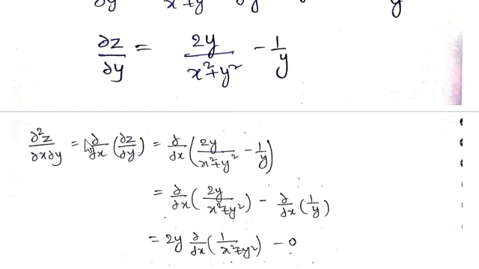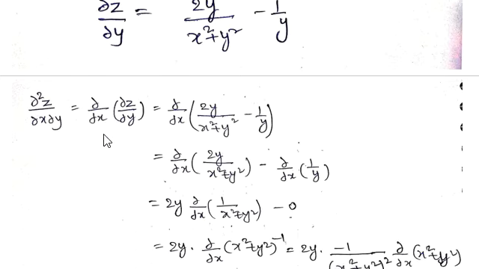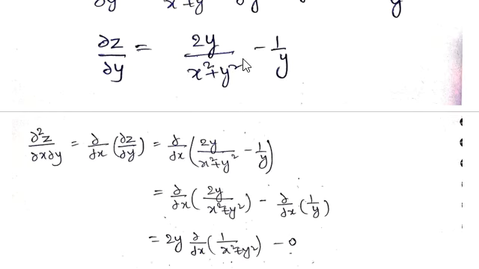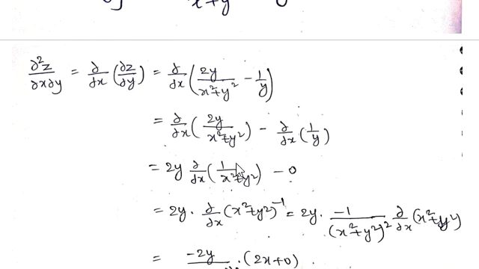So we can write that as ∂/∂x of ∂z/∂y. So you can see here it is ∂²z and ∂x∂y. If you write ∂/∂x of ∂z/∂y, just now we have calculated that it is 2y by (x square plus y square) minus 1 by y. So ∂/∂x of 2y by (x square plus y square) minus ∂/∂x of 1 by y.